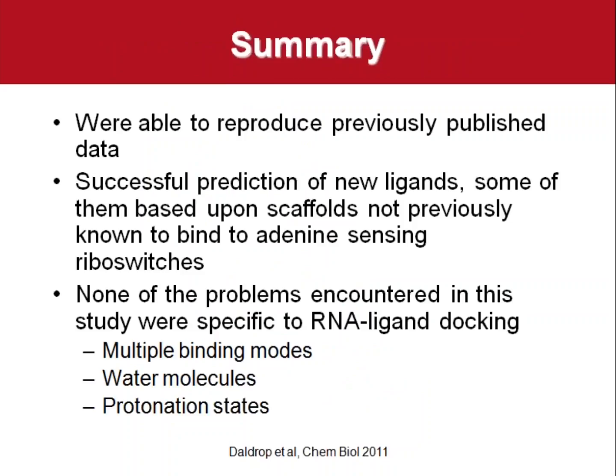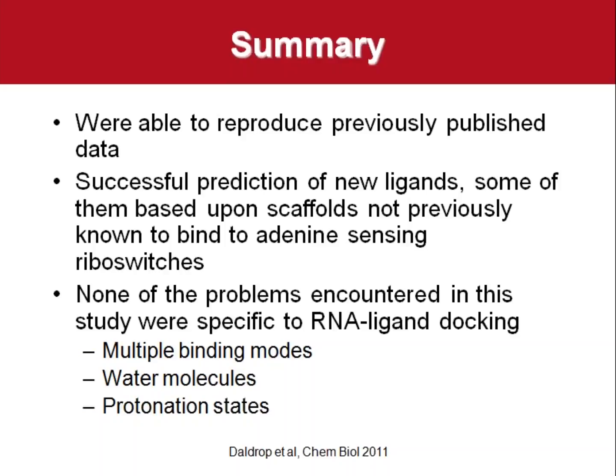So overall, I think the docking to the RNA structure worked very well. We were able to reproduce the previously published results, and we could also predict new ligands. It's always important with new ligands that some of them were based upon scaffolds that were not previously known to bind to adenine-sensing riboswitches, so docking was really able to give you some new chemical structures there. And interestingly, none of the problems that we encountered in the study were specific to RNA-ligand docking.